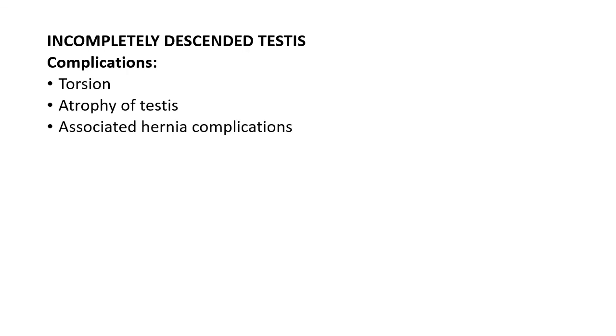So let us enlist a list of complications associated with the incompletely descended testis: torsion, atrophy of testis, associated hernia complication, sterility, pain, epididymo-orchitis, malignancy. So it becomes essential. Actually the diagnosis is very simple. The absence of testis in the scrotum will directly lead you to a suspicion of an incompletely descended testis. So how will you diagnose this condition?